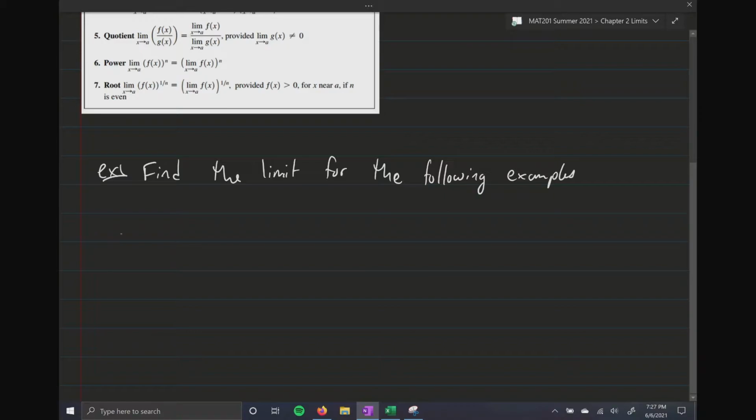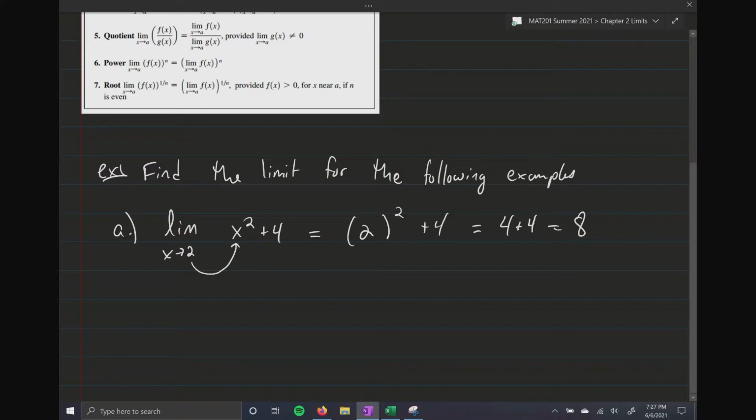So the first one is going to be very simple. The limit as x approaches 2 of x squared plus 4. Anytime you approach this, the first thing you want to try to do is just take the value of the limit and substitute it in. See what you get. So in this case, we get 2 squared plus 4. We know 2 squared is 4, and 4 plus 4 equals 8. So the limit as x approaches 2 of x squared plus 4 equals 8. It's that easy, okay?